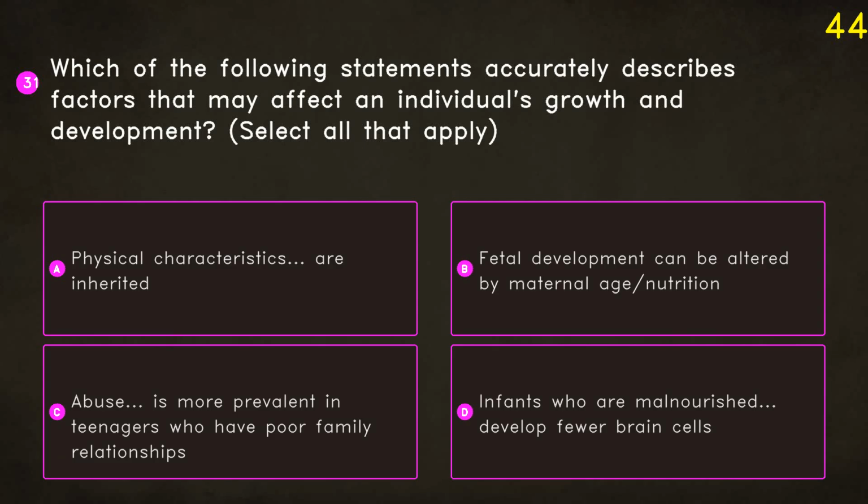Question 31. Which of the following statements accurately describes factors that may affect an individual's growth and development? Select all that apply. A. Physical characteristics are inherited. B. Fetal development can be altered by maternal age/nutrition. C. Abuse is more prevalent in teenagers who have poor family relationships. D. Infants who are malnourished develop fewer brain cells.